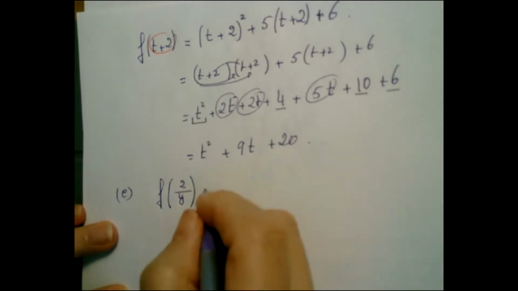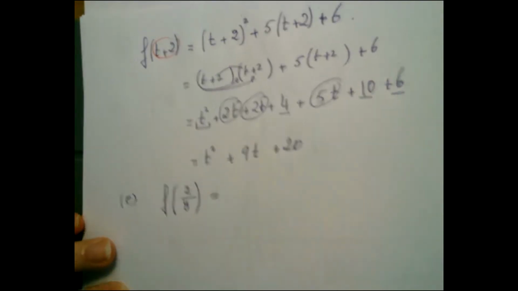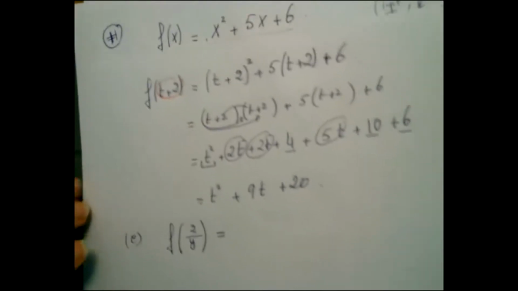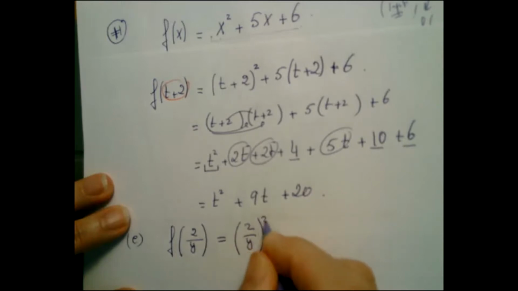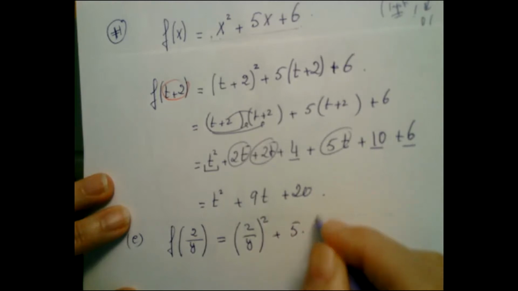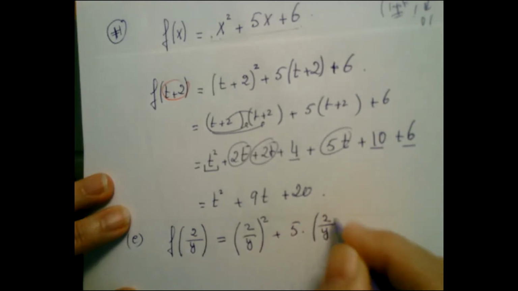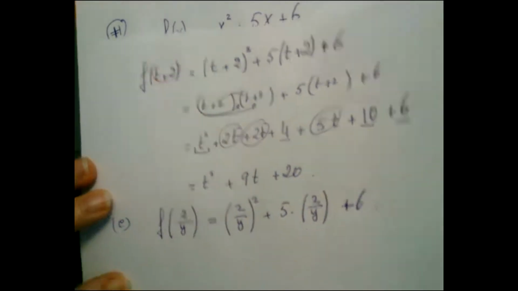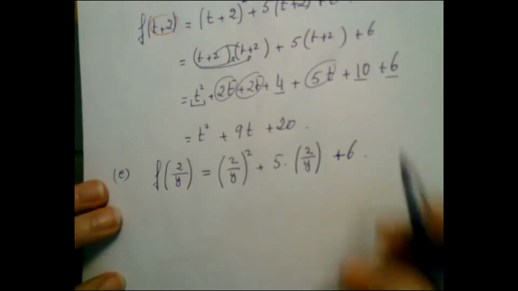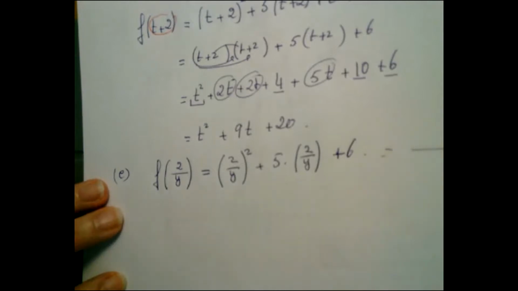All right. What does f do to 2 over y? What does it do to any input? Whatever you give it, square it first, plus 5 times whatever you give it, plus the 6. And now the simplification part. It means I want this to be written as one fraction. So let us see how we're going to do that.